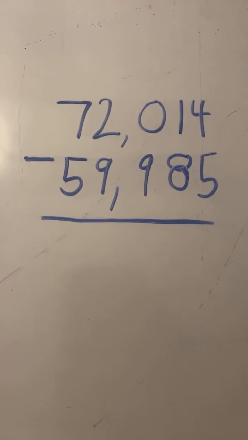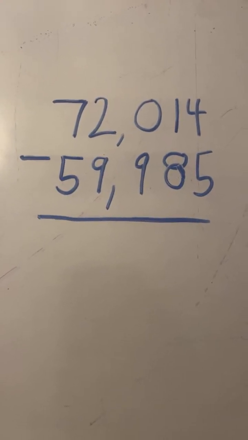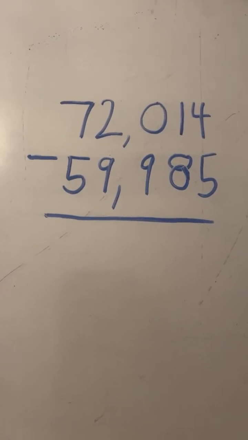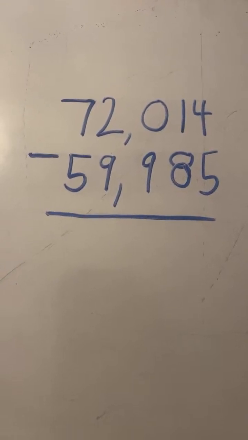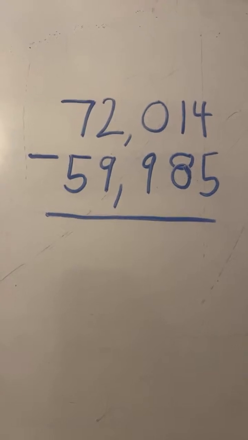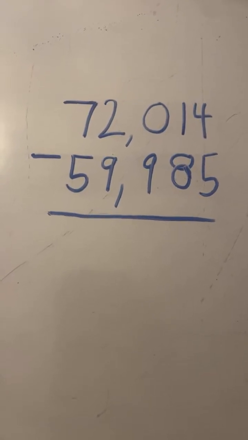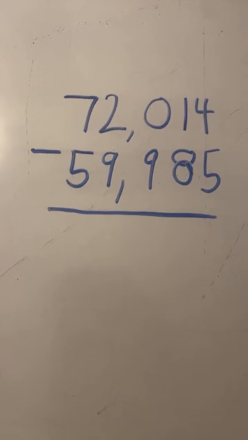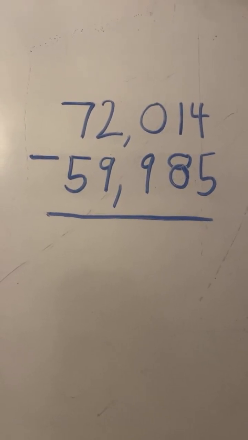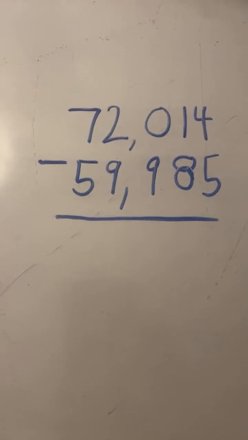So this video is going to focus on multi-digit subtraction with regrouping. 72,014 minus 59,985 is our first example problem. I'm Mr. Camilleri, and this is the Mr. Camilleri Show. So with subtraction, we regroup whenever there is a bottom digit that is bigger than the top digit. So I always tell my students, before you do any subtracting, check and see if regrouping is needed.